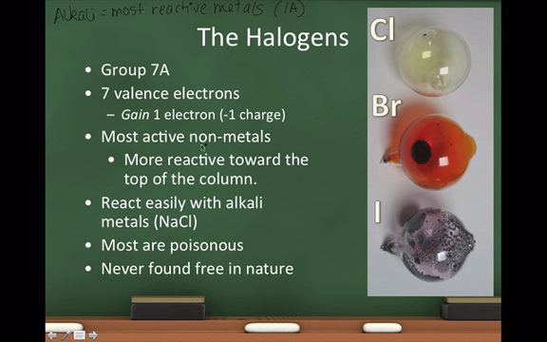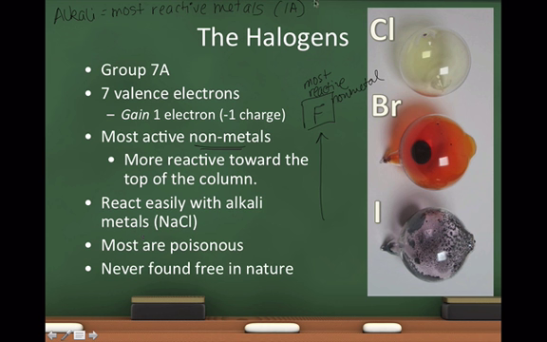These guys are the most reactive non-metals, and they do the opposite. They are more reactive at the top, which means fluorine is the most reactive non-metal on the periodic table. And we'll talk about why that is when we get in periodic trends. These guys really react easily with the alkali metals.